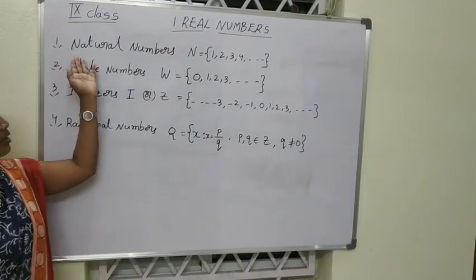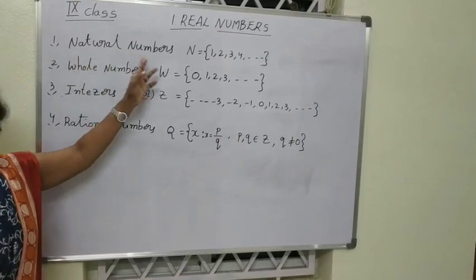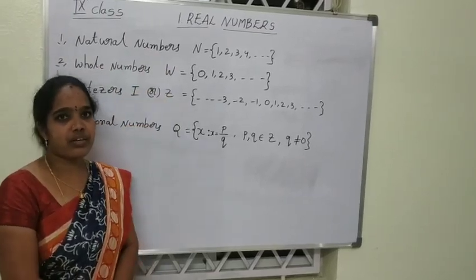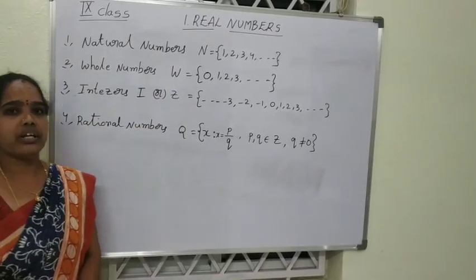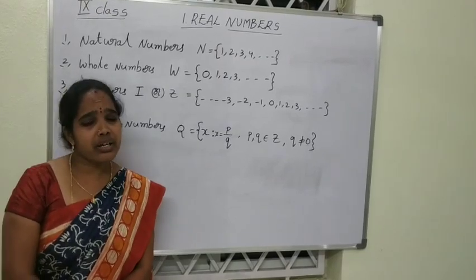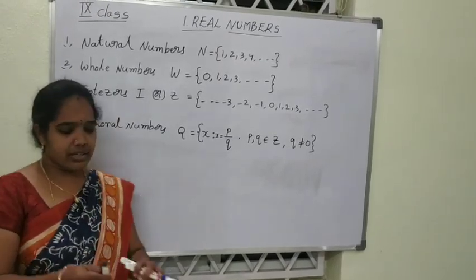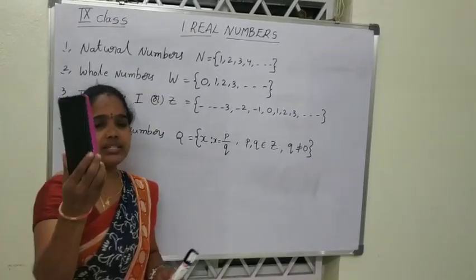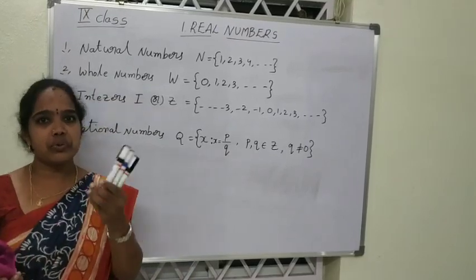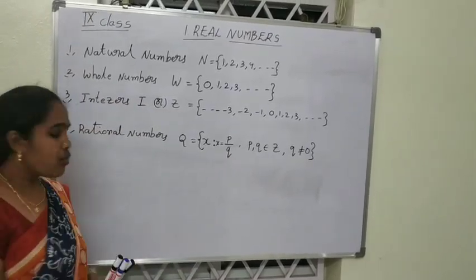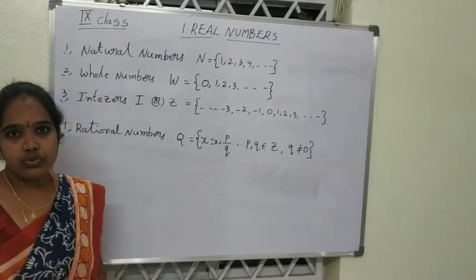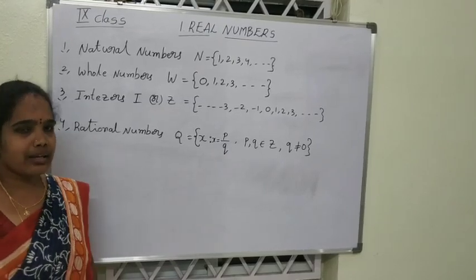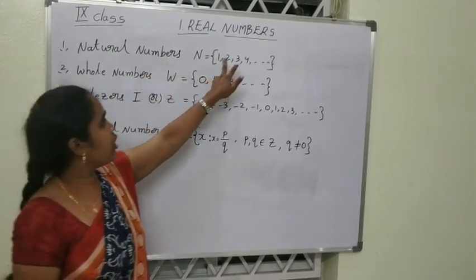The first number system we learned is natural numbers. What is the definition? Counted numbers are called natural numbers. Counted numbers means, here in my hand, how many markers are there? 3 markers. How many dusters? 1 duster. For counting we are using the numbers 1, 2, 3 and so on. Those numbers are called natural numbers. So, natural numbers are nothing but counted numbers.